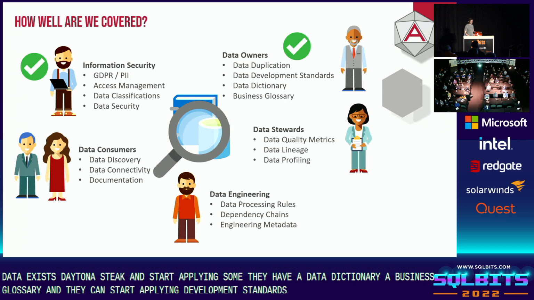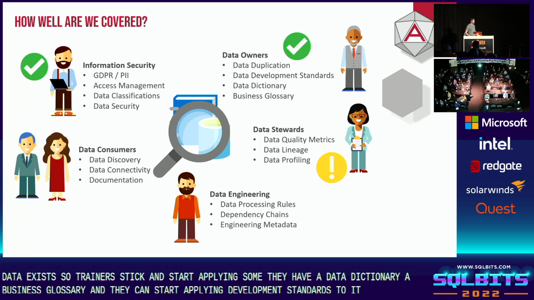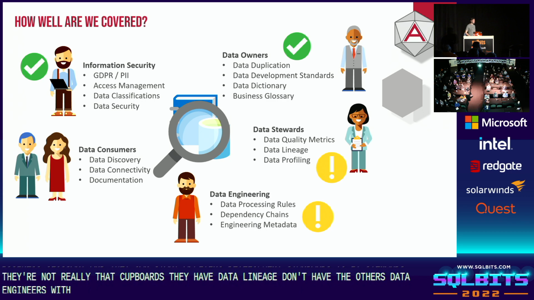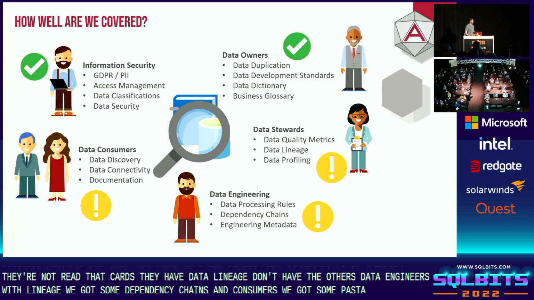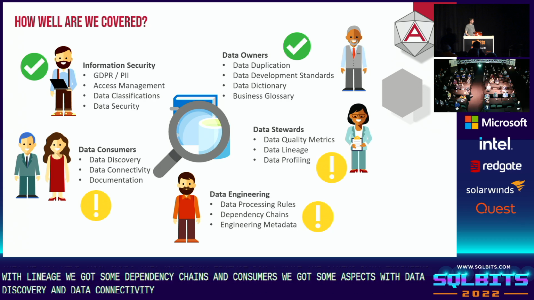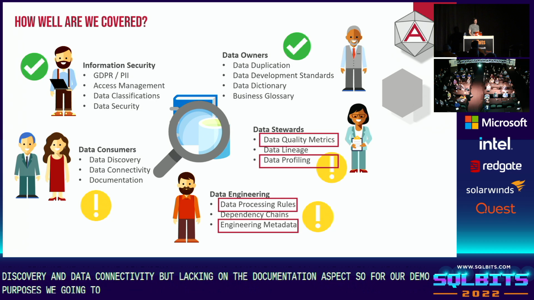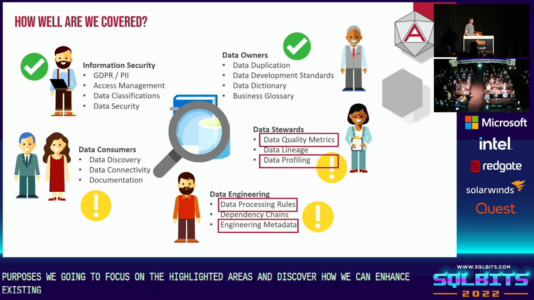Data owners, they have a data dictionary, a business glossary, and they can start applying their development standards to it. Data stewards, they're not really that covered. They have data lineage. They don't have the others. Data engineers, with lineage, we've got some dependency chains. And consumers, we've got some aspects with data discovery and data connectivity, but lacking on the documentation aspect. So for our demo purposes, we're going to focus on the highlighted areas and discover how we can enhance the existing functionality of Purview.